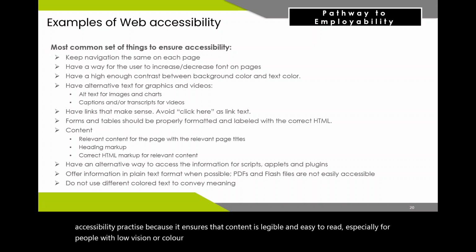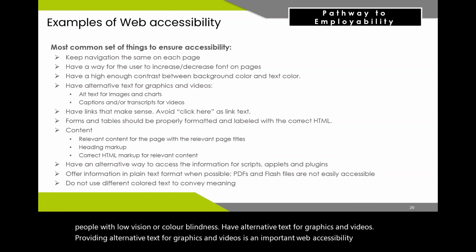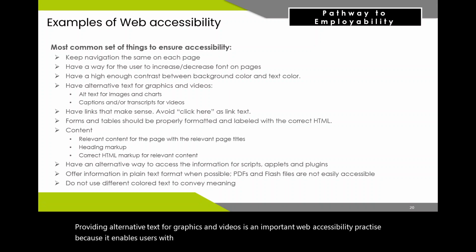Have alternative text for graphics and videos. Providing alternative text for graphics and videos is an important web accessibility practice because it enables users with visual impairments to understand the content of the website, even if they are unable to see the images or videos. Alt text for images and charts. Captions and/or transcripts for videos.